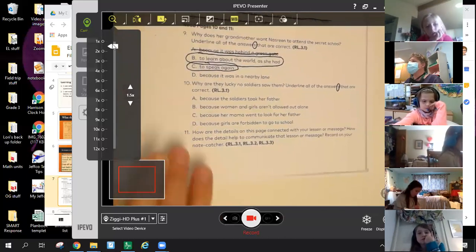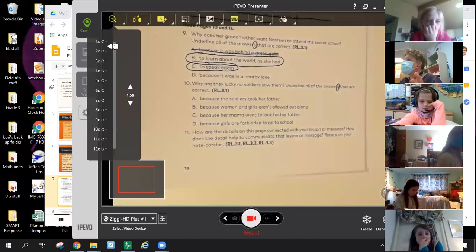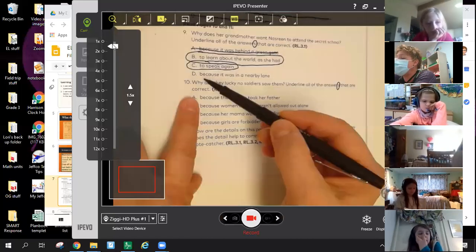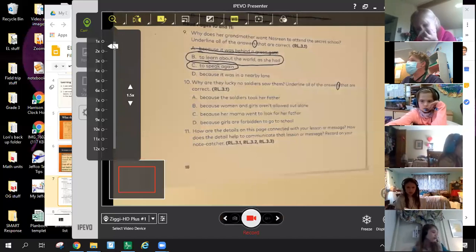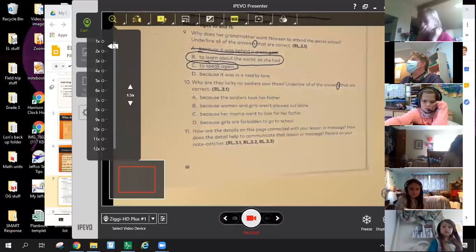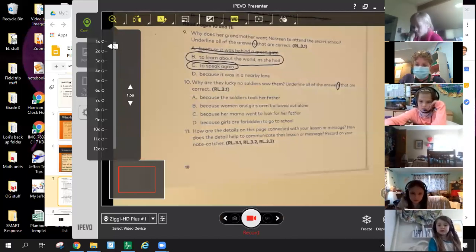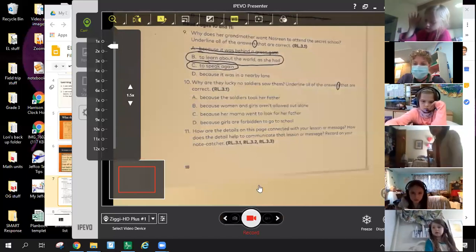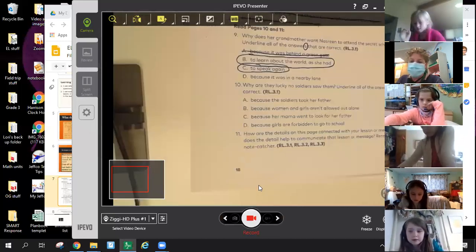Okay, well, all four of those are true, but are they the right answers? No. Just because something's true does not mean it is. So let's read the question again. Why are they lucky? No soldiers saw them. Does anybody have one that they'd like me to cross out because they think it's not the right answer? Oh, good. Lots of hands up. My friends at home, anybody? Haley, do you have one that you want me to cross out? Haley, go ahead and unmute and tell me which one you think we could cross out.